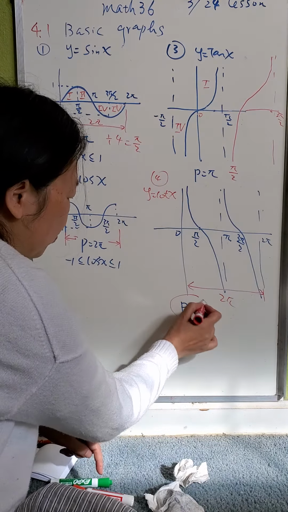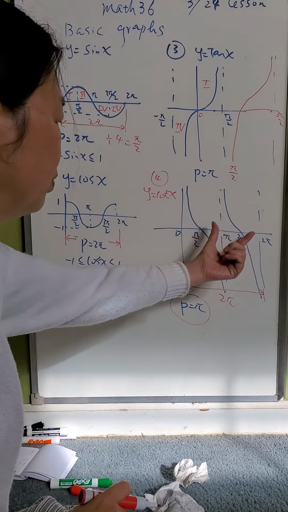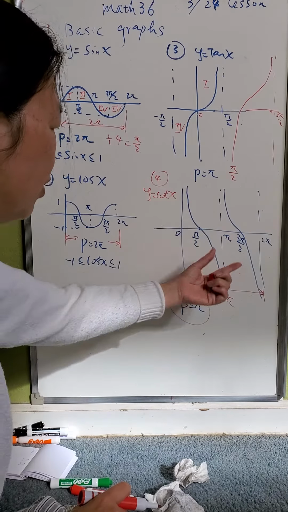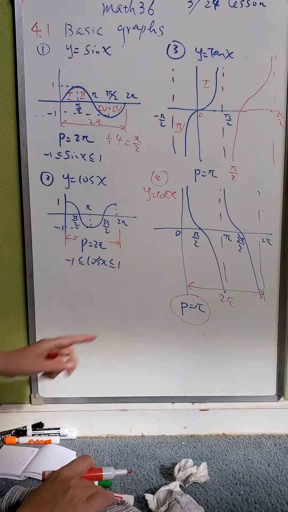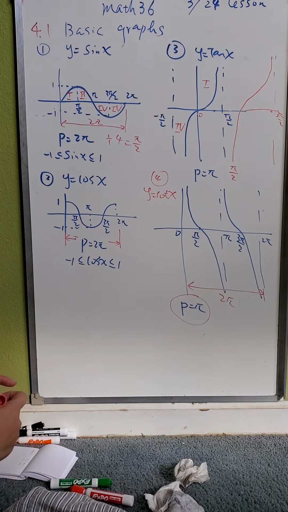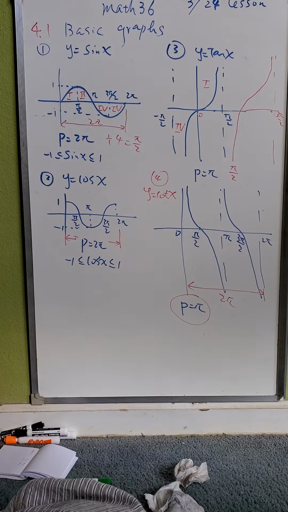But the cycle is pi only, which means every pi they repeat one cycle. You can see pi there is one graph, another pi there is another graph. Exactly the same graph. Now we're going to use this to do some exercises. Okay, use this information to do some exercises.